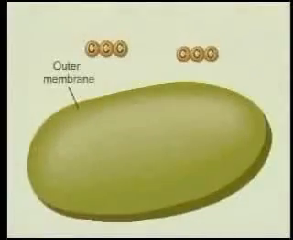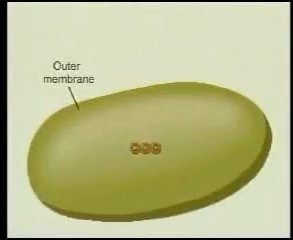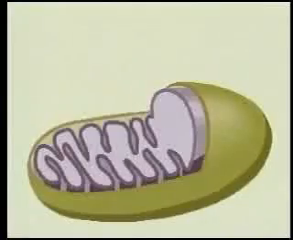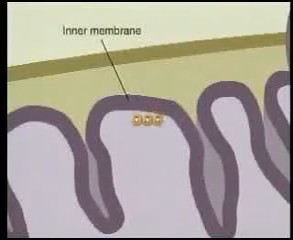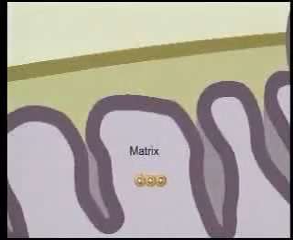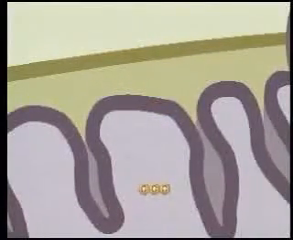The pyruvate molecule passes through the outer membrane of the mitochondrion and into the outer compartment. The pyruvate molecule then passes through the inner membrane and enters the mitochondrial matrix. The first series of chemical reactions in aerobic respiration takes place in the mitochondrial matrix.